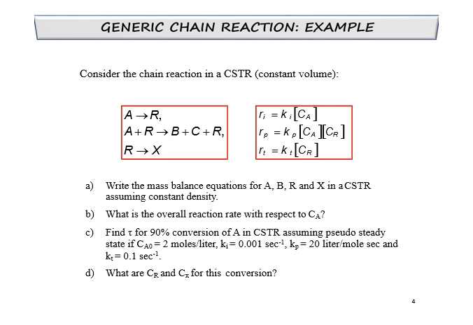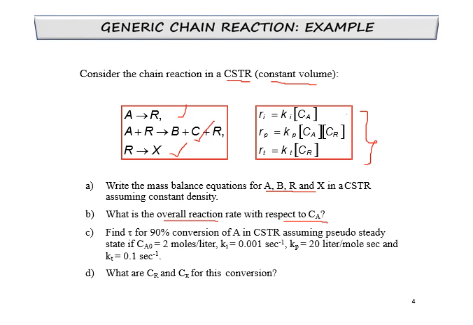So let's say there is a soalan, consider the chain reaction in a CSTR and it is constant volume. So dia dah beri initiation step dia apa, dia beri propagation step dia, dan dia beri termination step dia, semua chemical equation yang terlibat dalam initiation, propagation and also termination, dan dia siap beri the rate equation for each step. So soalannya, write the mass balance equations for A, B, R and X. Dia suruh buat mass balance for all species in CSTR. And then B, what is the overall reaction with respect to CA? Bermaksud kita kena cari reaction rate overall yang with respect to reactant A.